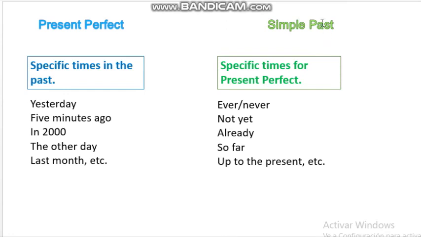Now, in the present perfect, we use time expressions such as ever, never, not yet, yet, already, so far, up to the present, etc. So, as you can see, these time expressions give you the idea of when you are going to use the present perfect or the simple past.